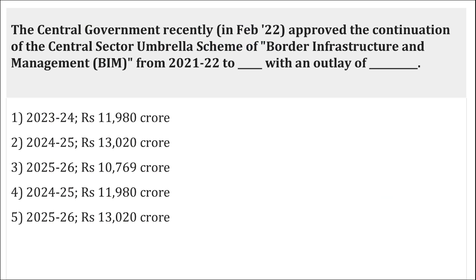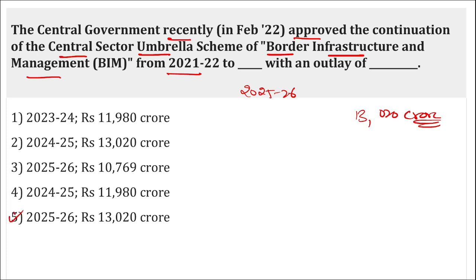Then if we move to the questions and look at the first question, it is asked: the central government recently approved the continuation of the central sector umbrella scheme of border infrastructure and management from 2021 to dash with an outlay of dash. So till which year and what was the outlay of that scheme is being asked here. It was till the year 2025-26 and an outlay of rupees 13,020 crore. So the correct option here becomes option 5th.